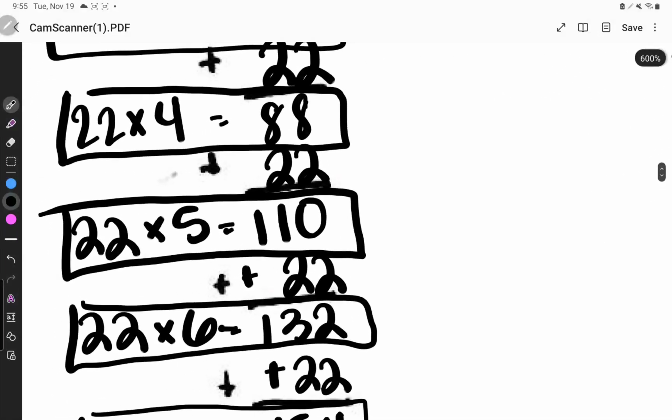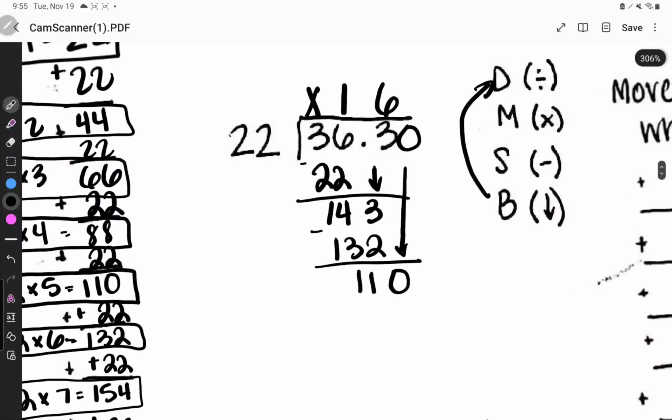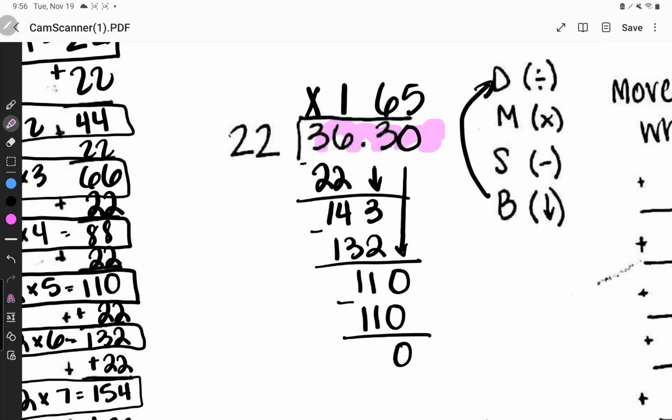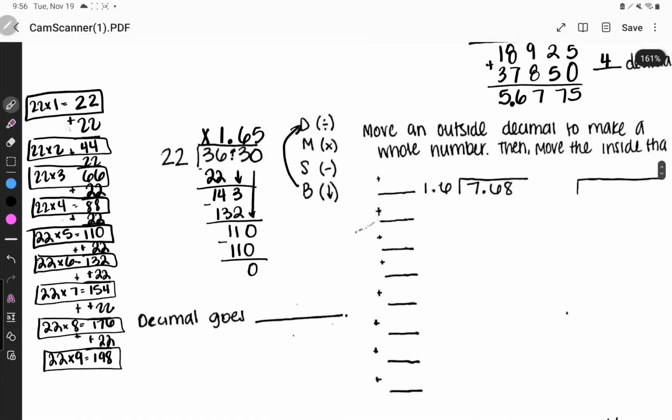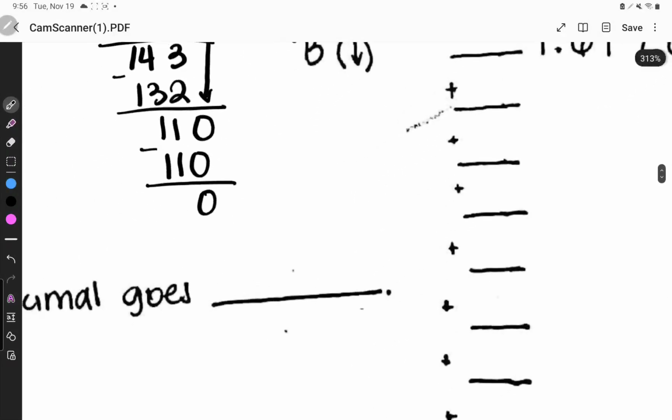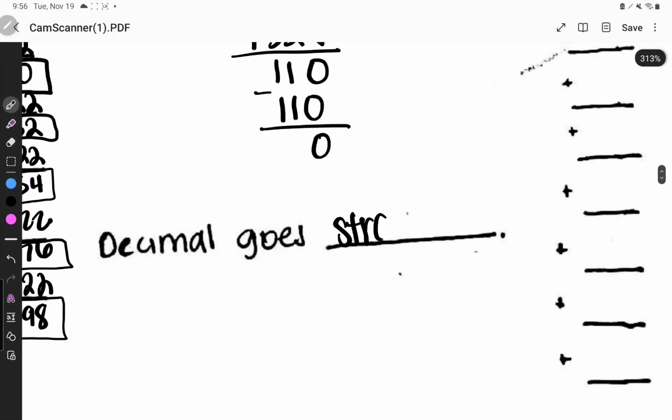If we look over here, we see that 22 goes into 110 5 times. So I divided, now I multiply, and 5 times 22 is 110. Subtract, that gives me 0. So we know that we finished because we have no numbers left over up at the top, and we got 0 down here at the bottom, so we're completely done. Now I just bring up my decimal, and that gives me 1.65. Right here, decimal goes straight up.